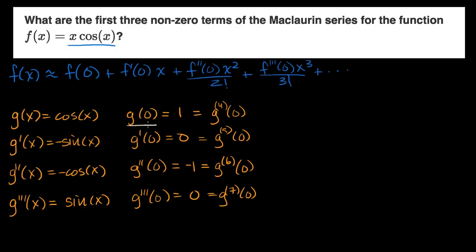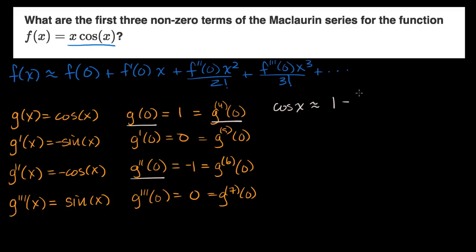It's going to be this one, this one, and this one. Let me just do it for cosine of x. You might already know the first three non-zero terms of the Maclaurin series for cosine of x, but I'm finding it here for us. So cosine of x is approximately equal to, the first term here is just cosine of 0. So that's just 1. And then the next one is going to be our second derivative.